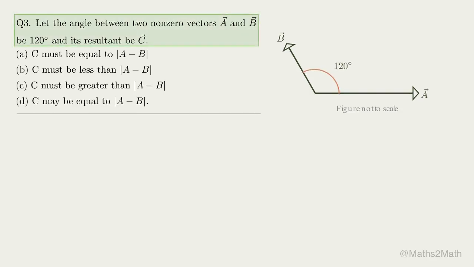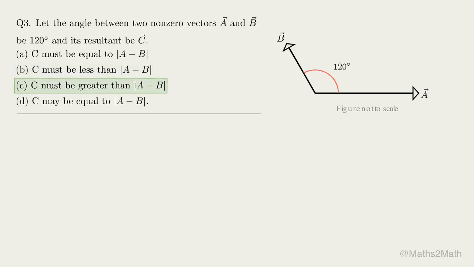Question 3. The angle between two non-zero vectors, A and B, is 120 degrees, and their resultant is C. Option A. C must be equal to A minus B in magnitude. Option B. C must be less than A minus B. Option C. C must be greater than A minus B. Or option D. C may be equal to A minus B. What does this mean? Compare C squared with A minus B squared at exactly 120 degrees.